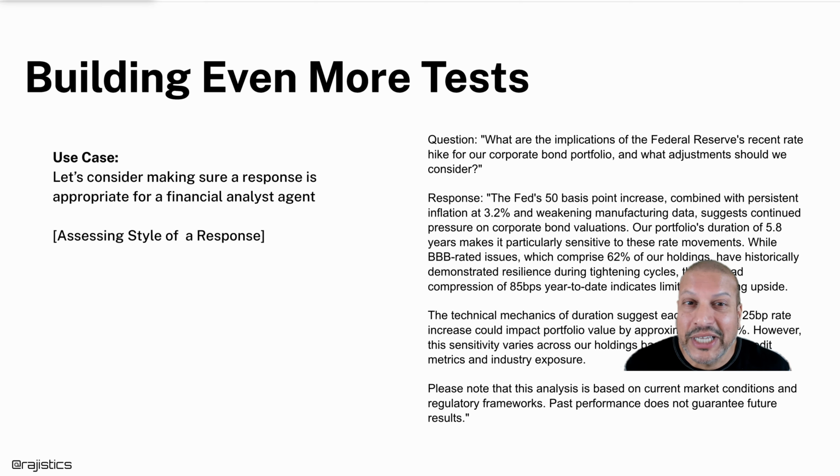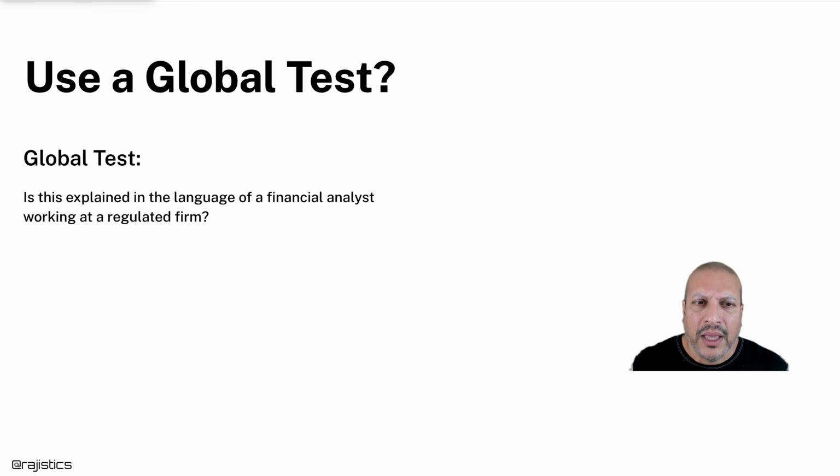So let me show you one more example of how we can go even crazier with this. Suppose you're building a financial analyst agent and you care about the style. This is a real world use case, and it happens all the time. People are very particular about how their responses should be. Now, when you assess the response here, you can see it's kind of long. It's not a one sentence kind of thing. You could write a global LLM test that says, was this explained as I would expect for a financial analyst at a regulated firm? It's one approach you could take.